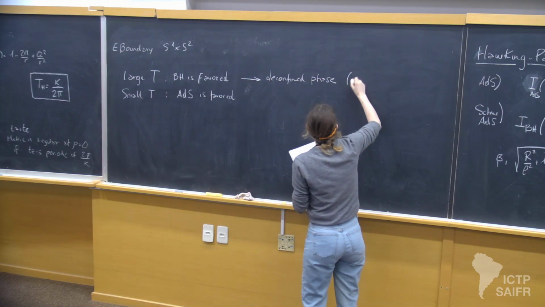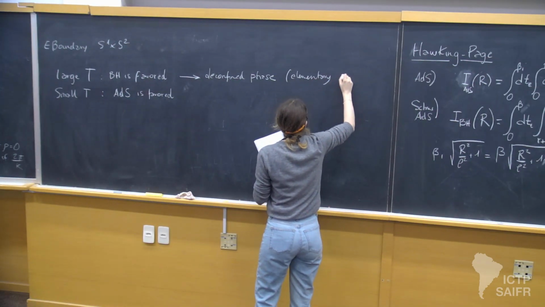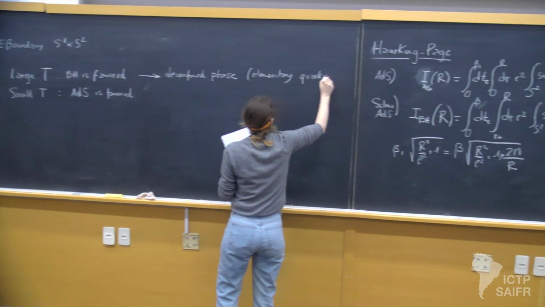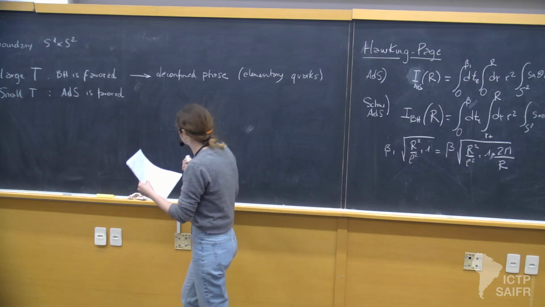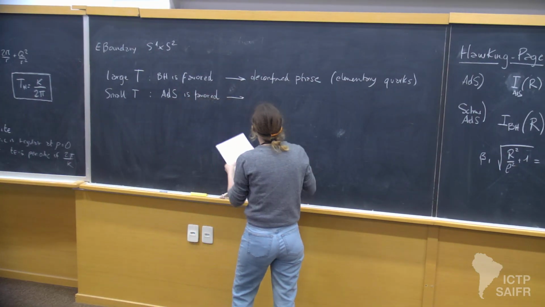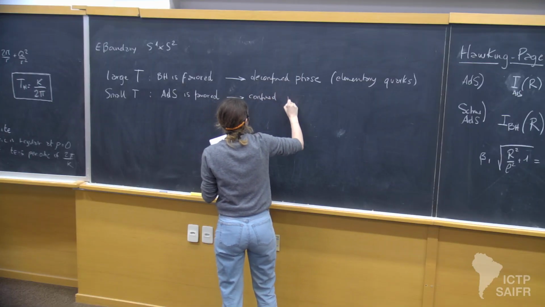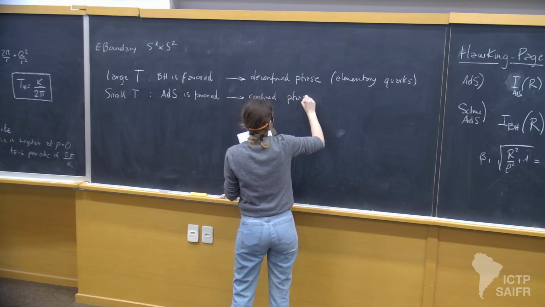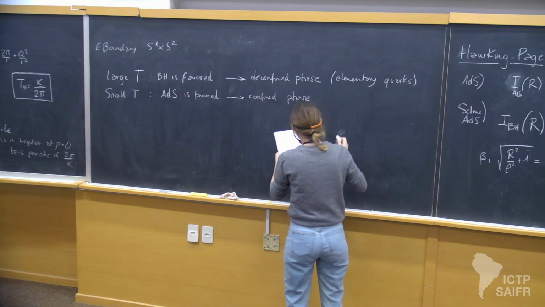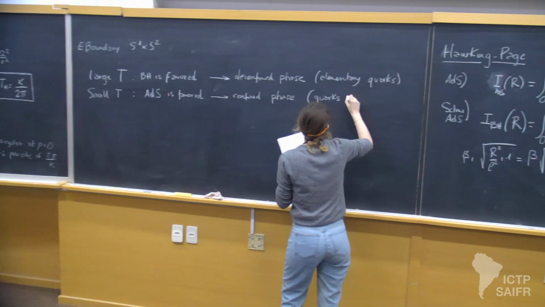So for instance, these are elementary quarks that are, let's say, in the quark-gluon plasma. They are not in hadrons. And these correspond to the confined phase, where indeed quarks are confined into hadrons.